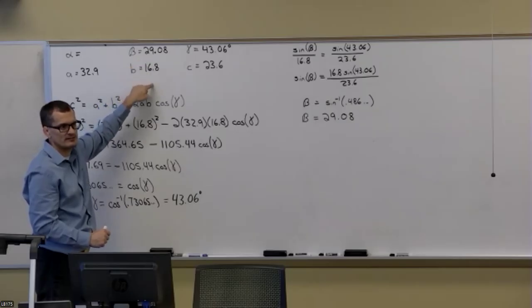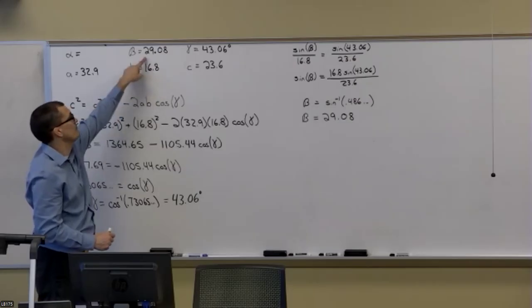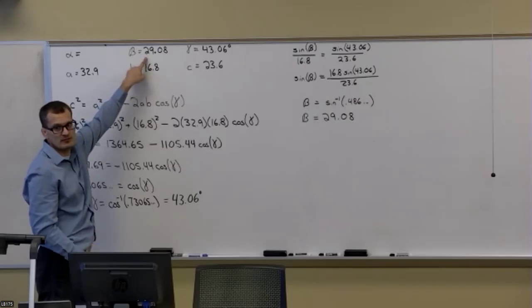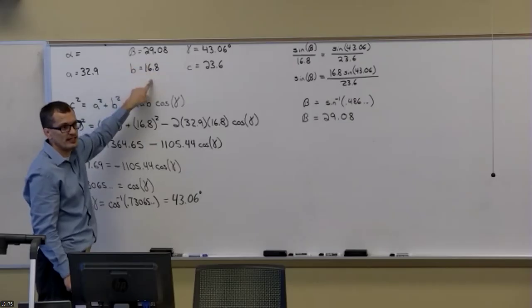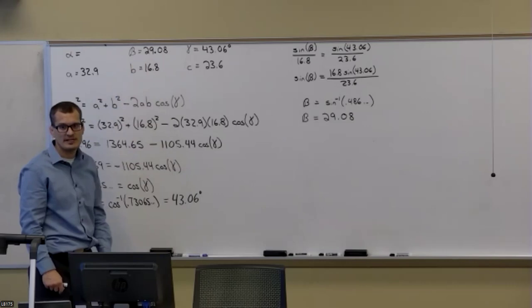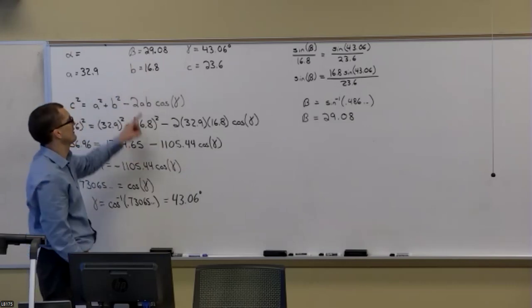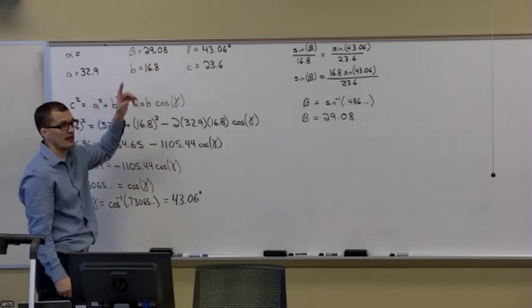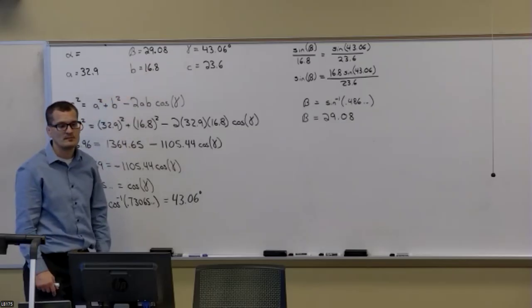Does that make sense? So based on very quick, easy reasoning, beta can't be over 90 degrees, because if beta was over 90 degrees, it'd be the biggest angle. And that doesn't make sense. Side opposite has to be. Beta is not the biggest angle because the side opposite is not the biggest side. That work?